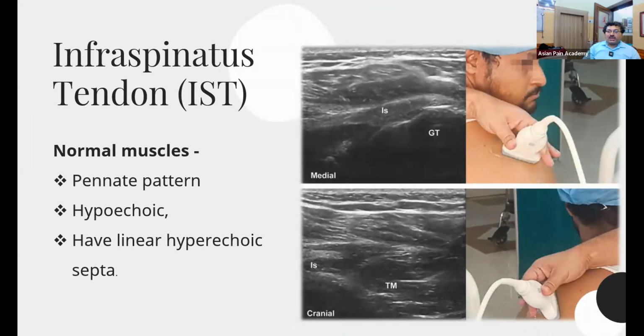Okay. Coming to the infraspinatus tendon examination. So here is the infraspinatus tendon. Infraspinatus tendon and muscle have a pinnate pattern. The muscle is usually hypoechoic, and linear hyperechoic septa in between can be seen.